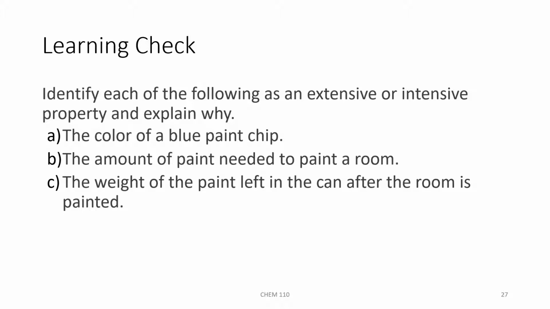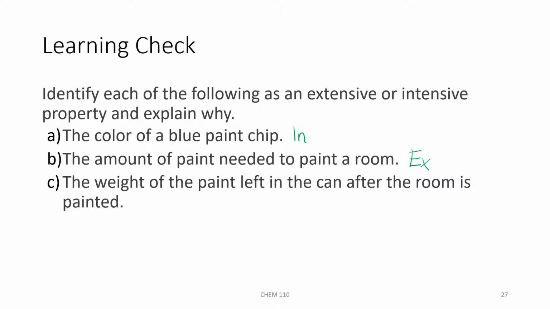So A, the color of a blue paint chip, is that extensive or intensive? That would be intensive because it's independent of the amount of matter present. No matter how much you have of that paint, it's going to still be blue. The amount of paint needed to paint a room. However much paint we need to paint a room is going to depend upon how much paint we have present. That's going to be an extensive property.